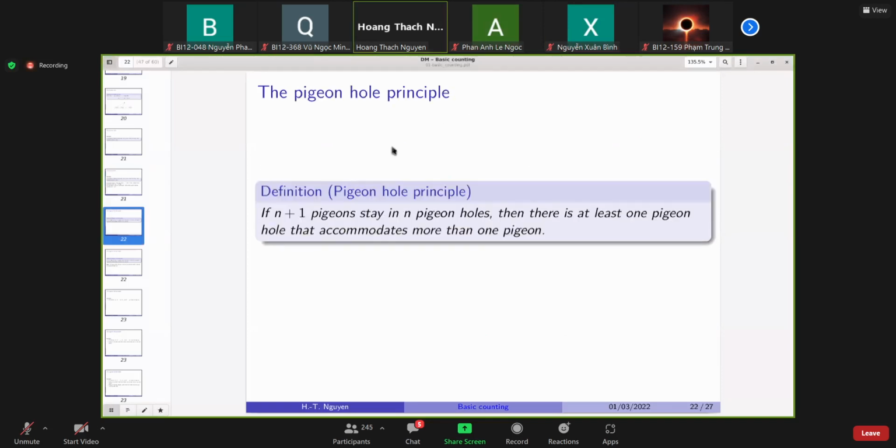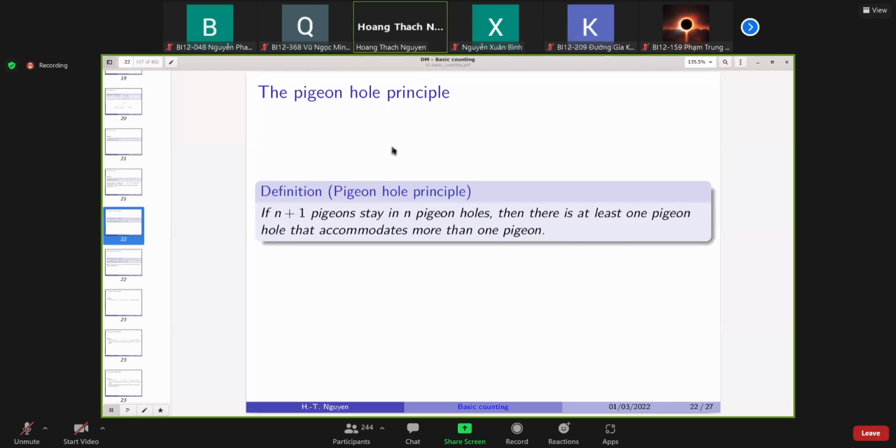we'll move on to the next section, the pigeonhole principle. So the simple form of the pigeonhole principle says that if you have n plus 1 pigeons and only n pigeonholes, then there's at least one pigeonhole that is shared by at least two pigeons. Okay, so it is simple. This is very simple for everyone to understand.